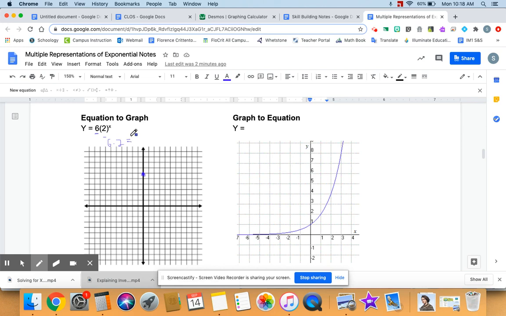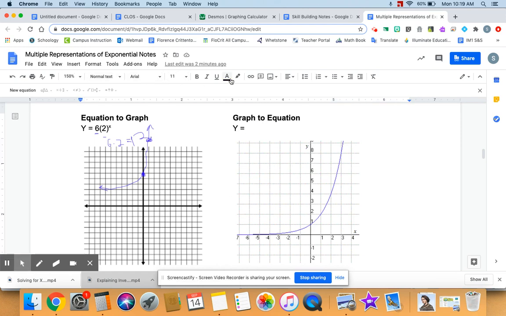So then after one time, I need to be up at 12. So after one time, here's 6, 7, 8, 9, 10, 11, 12. So then I'd put my second point, and then 2 points are enough as long as you remember to curve it because it's exponential. And then I'd have my graph.